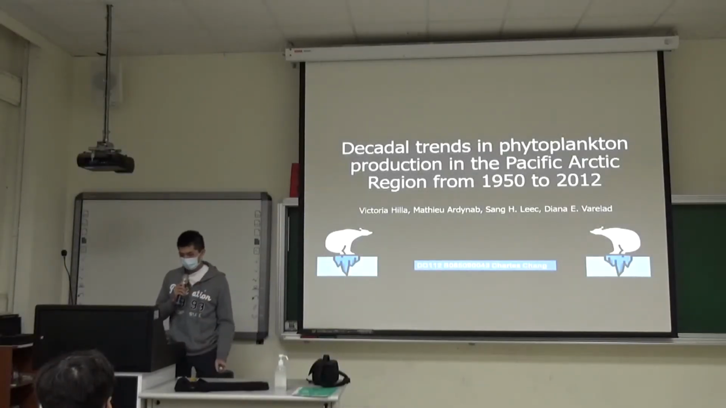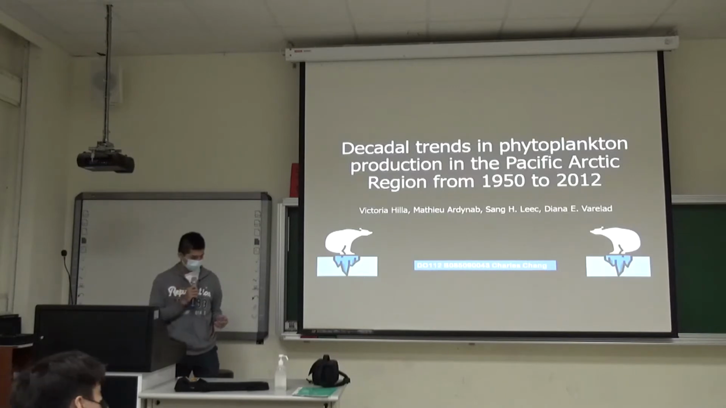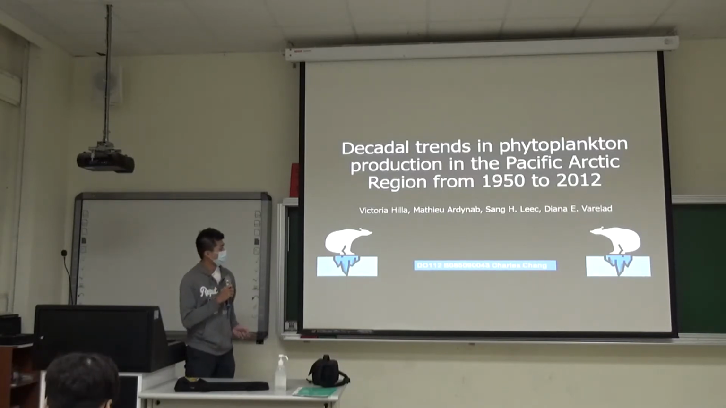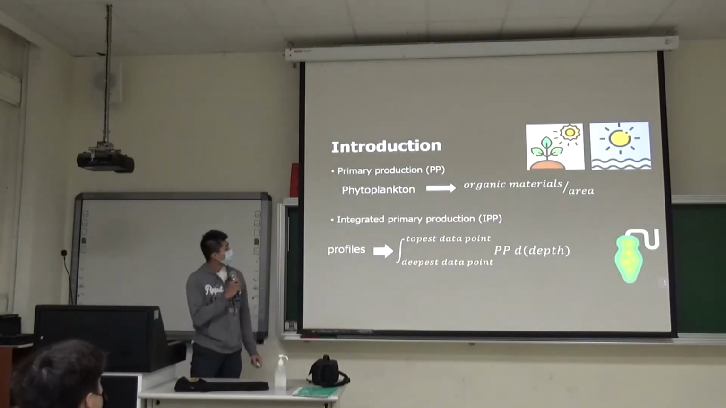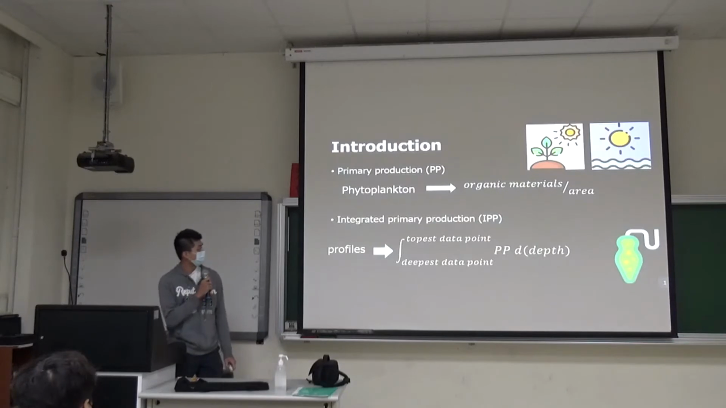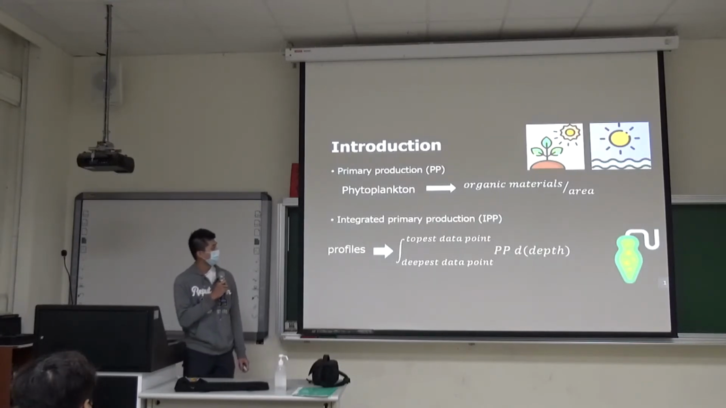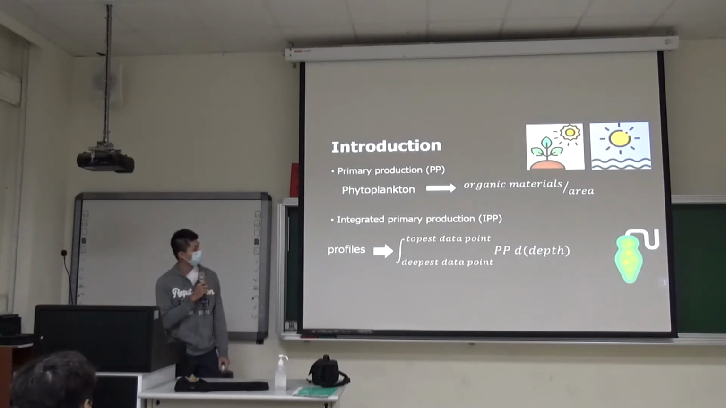Today I want to introduce the decadal change in phytoplankton production in the Pacific Arctic region from 1950 to 2012. First I want to introduce a few terms. The first is the primary production, which will be called PP later, which means the amount of organic materials in an area, and the organic materials are produced by the phytoplankton.